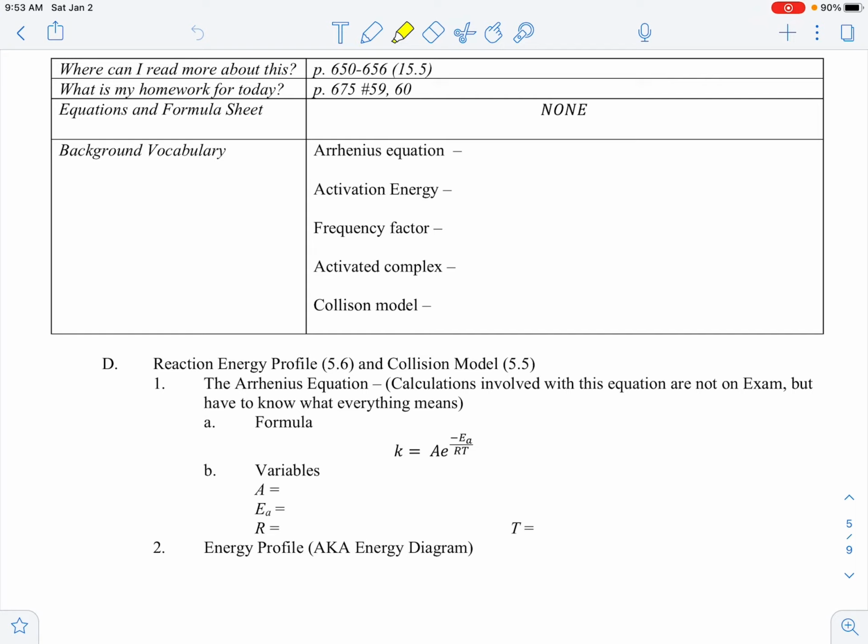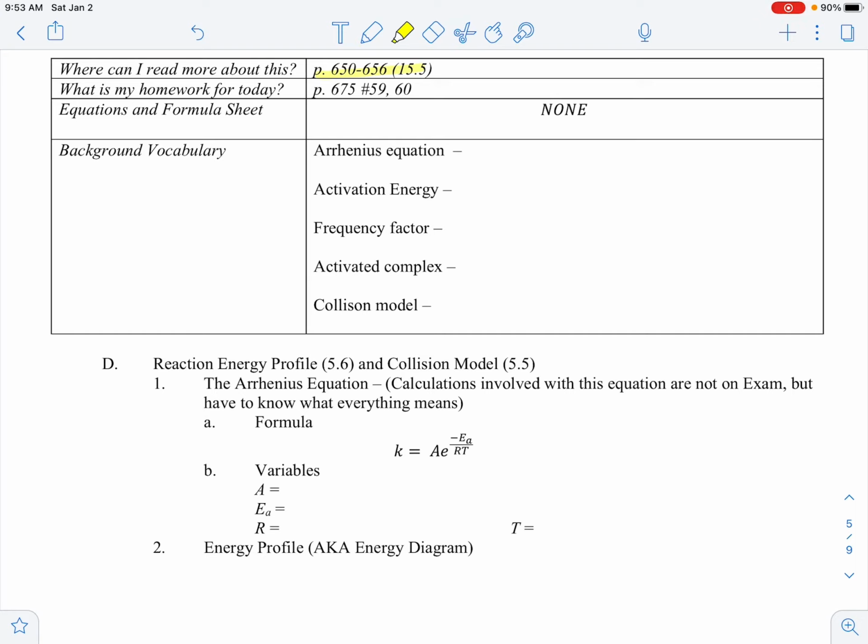Today we're going to talk about reaction energy profile and the collision model, which is basically the Arrhenius equation. Remember, you can find more information about this on pages 650 through 656. We won't be doing the mathematics of it, but there are some vocab words that we need to know here. So, the Arrhenius equation, again, we don't need to do the calculations, but we need to know what everything means so we understand how the calculations could be done.